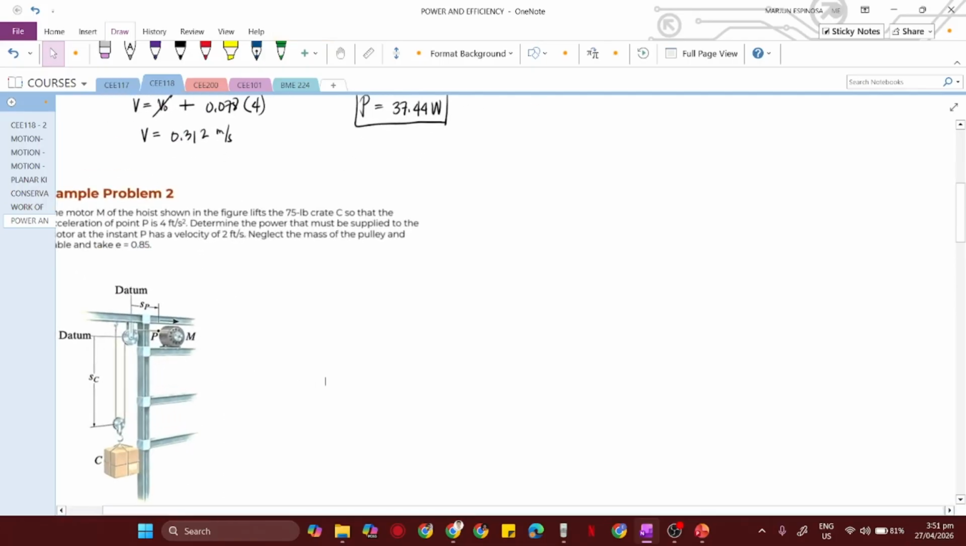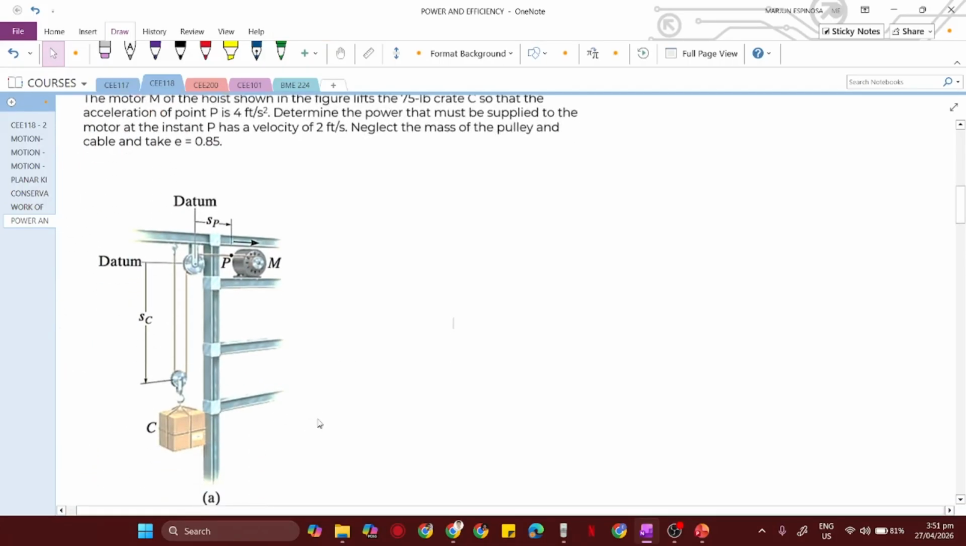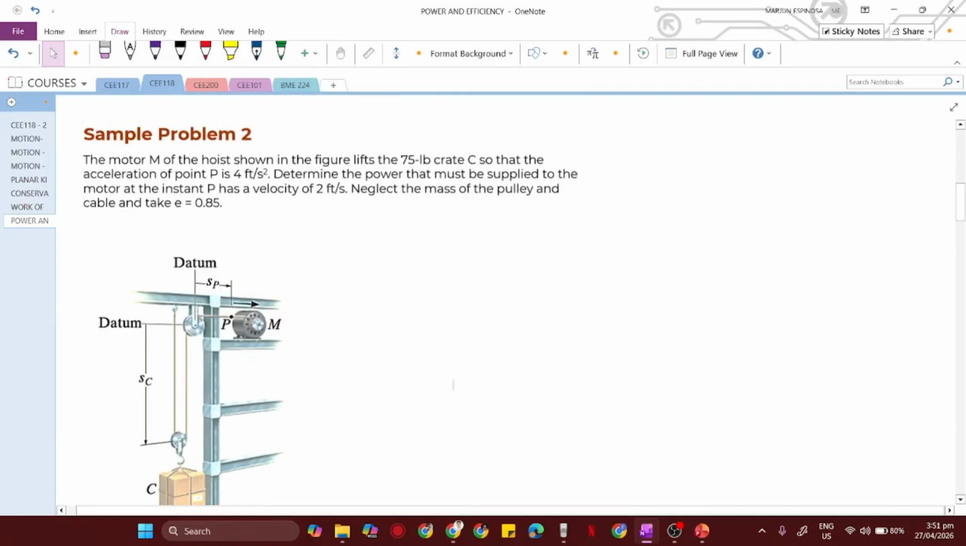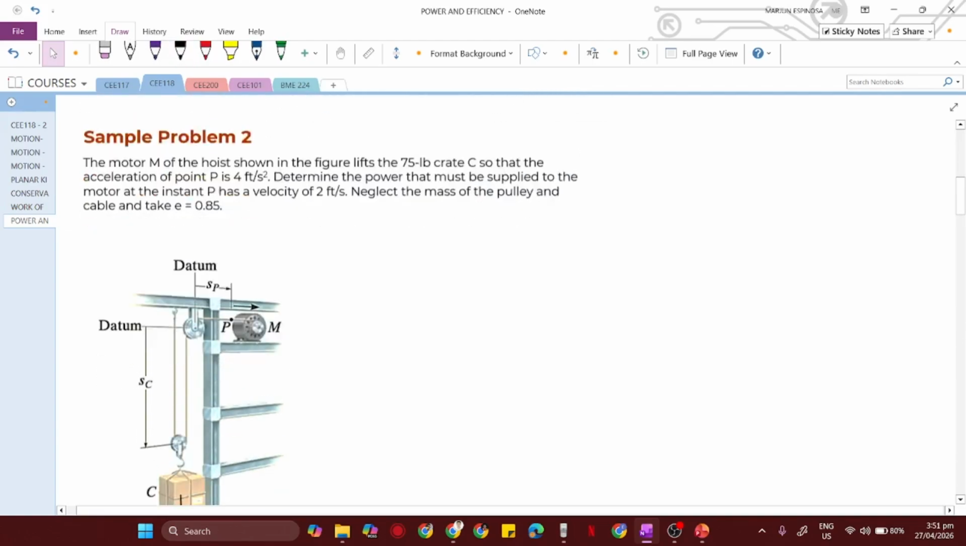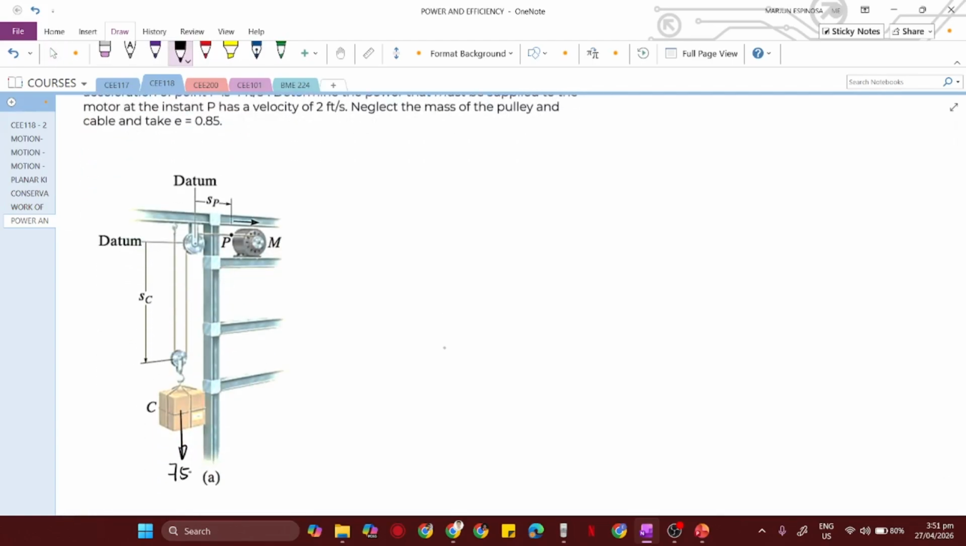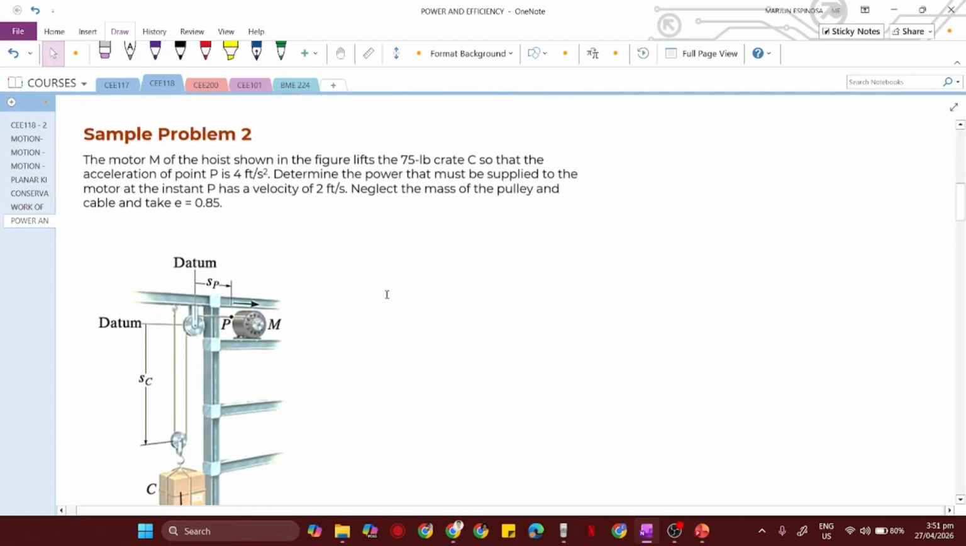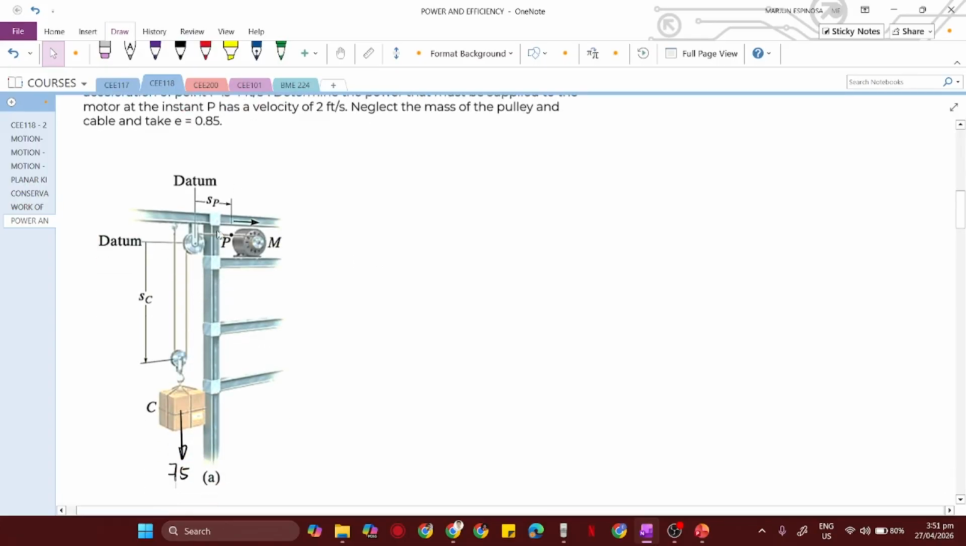Okay, problem number 2. Okay, the motor M of the hoist shown in the figure lifts the 175-pound crate C. Ito yon, 175 daw, yung 175 ba yun? Or 75? 75 pala. 75 pound yung crate na to. That the acceleration of point P, saan yung point P? Ito yun, no? So, bale, inihila yan siya ng motor.